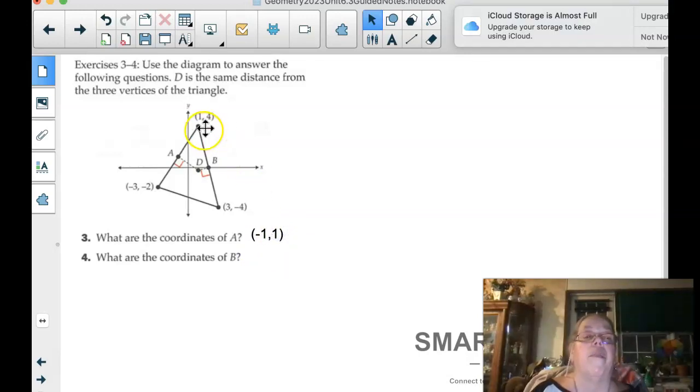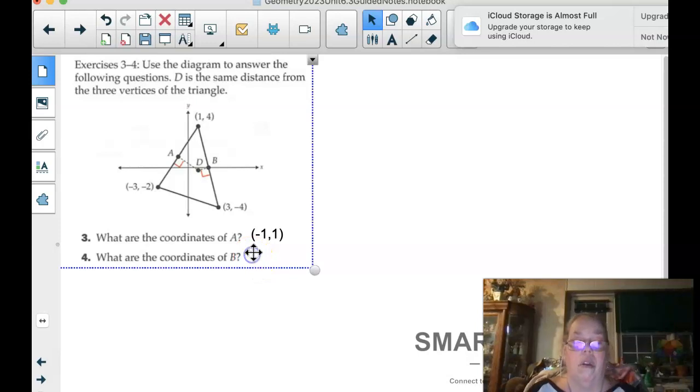The midpoint from B, okay, from 1 to 3, okay, is 4 steps, so it's going to be 2. Okay, the x coordinate's going to be 2. And from 4 to negative 4 is 8 steps. Okay, so it's going to be 2, 0. Okay, because 4 plus negative 4 is 0. 0 divided by 2 is still 0. So it's going to be at 2, 0. Okay.